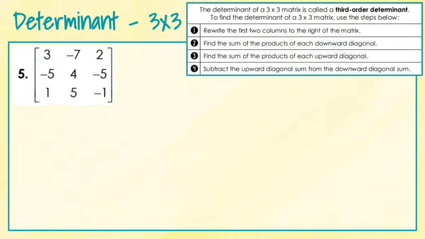Now for a 3 by 3, it's more difficult and there's a whole set of steps here. I'm just going to explain it as I go, and you can use the steps to remind you as you're working on these. So the first thing that we're going to do is rewrite the first 2 columns to the right of the matrix. So this column we're going to write right here. Then this column we're going to write next to it.